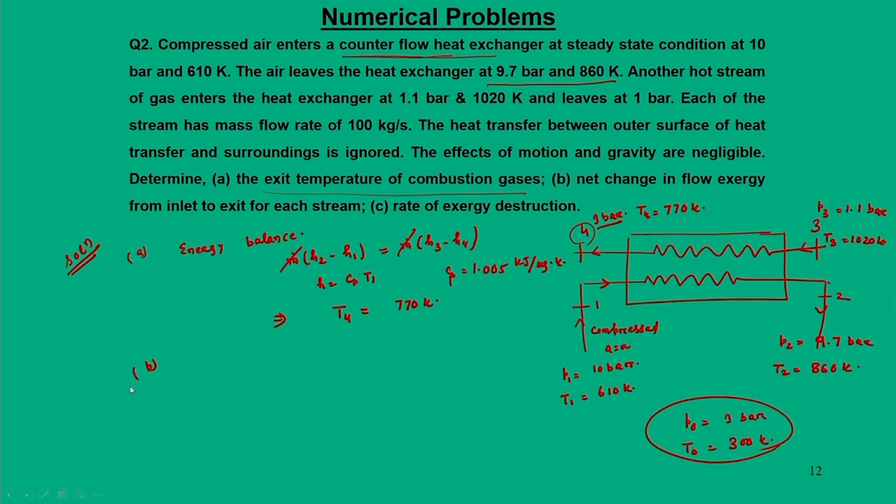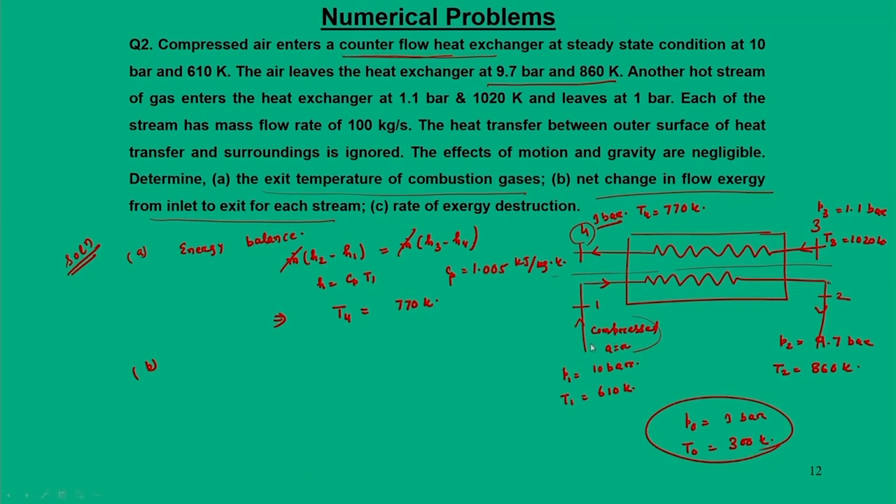Second analysis, we are going to find out what is the net change of flow exergy from inlet to exit of each stream. So, flow exergy from inlet to exit for each stream, that means we have to calculate separately, one for the stream of compressed air, other for the hot stream. So, that means it can be divided into two loops, one between 3 and 4, other between 1 and 2.